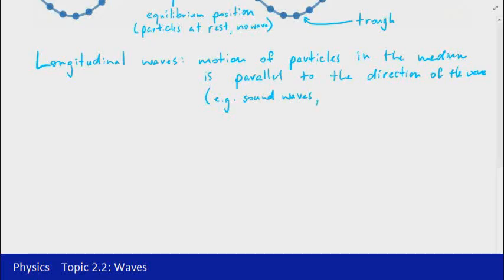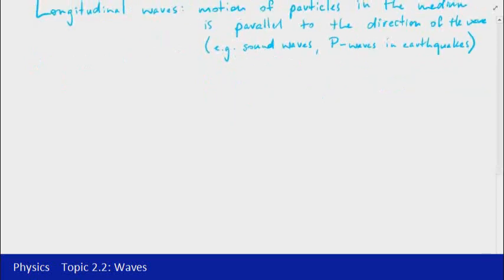And the other one, coming back to earthquakes again, would be P waves. So they cause the motion of the Earth to oscillate in the same direction as the wave that's travelling through the Earth itself. Again, let's just have a quick look at some of the particular parts of a longitudinal wave, and we'll just notate those.